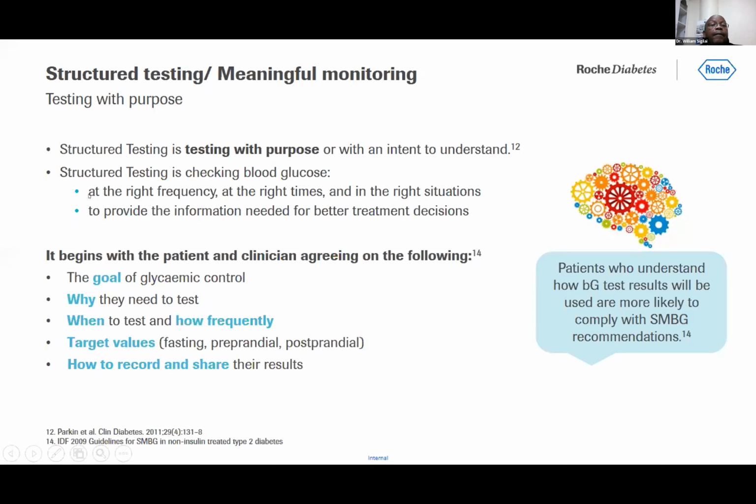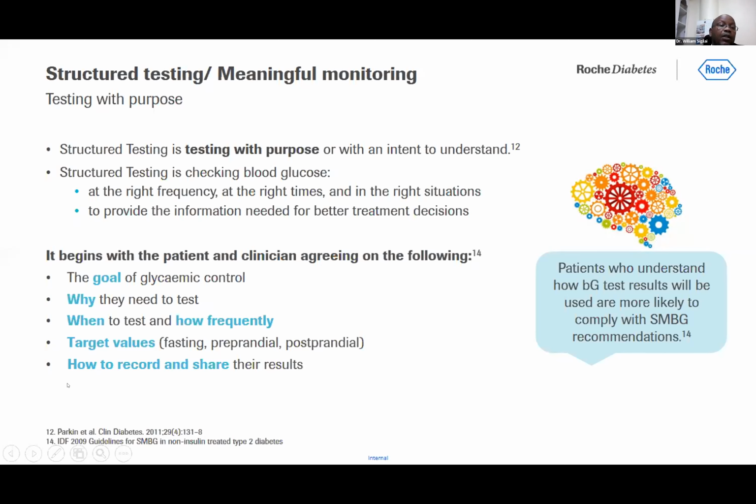Structured testing is such that at the right frequency, at the right times, and in the right situations, done in that manner. It means it is not haphazard. It is pre-planned: the frequency of testing, the timing, and situations, especially with respect to meals. And it is meant to provide information for better treatment decisions. And it begins with the patient and clinician agreeing on the following.